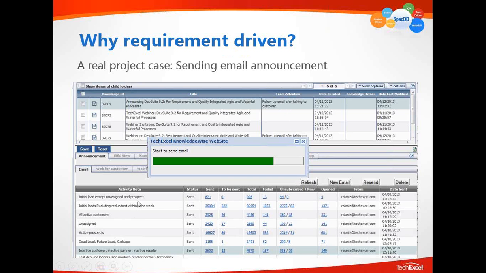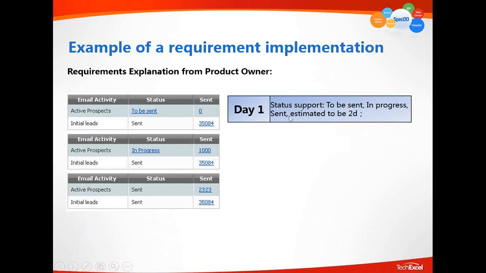Meaning when you send the email, let's just focus on sending to all active customers. There are 39.25 sent, and to be sent is still 30. And how many failed, and how many opened. One of the features we want to see is this status change. The status initially should be sending, followed by in progress, followed by sent. So here is a very, very simple status.